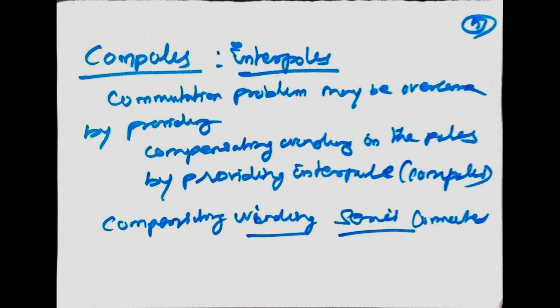Compoles are also called interpoles. The commutation problem may be overcome by providing interpoles. The armature reaction problem is overcome by providing compensating winding in the poles, and the commutation problem by providing interpoles or compoles. The compensating winding is series connected. More questions and answers to follow.